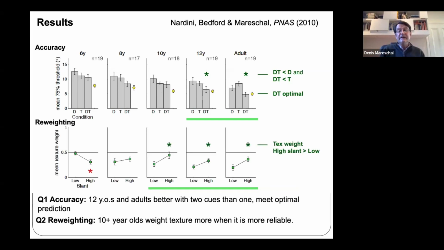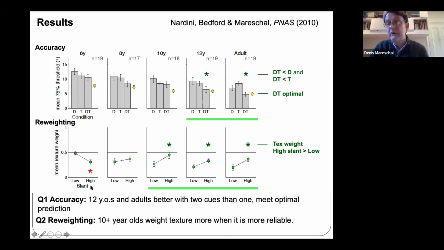What we can do is look at the weighting of the cues. And remember, in a high slant cue, the texture information is more predictive. So you'd expect a higher texture weighting in the high slant. So what we've got plotted here is the weighting to texture. And if we look again under the adult column, we see that the adults indeed put more weight on the texture information in a high slant than a low slant. So they're dynamically adjusting their use of information, as are the 12-year-olds and the 10-year-olds, whereas the non-optimally integrating 8-year-olds and below are not doing that.